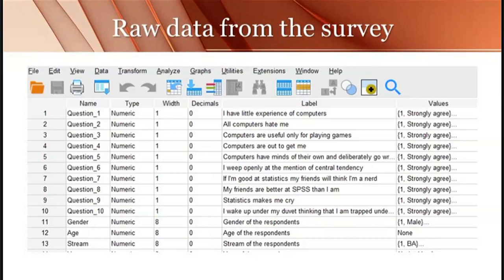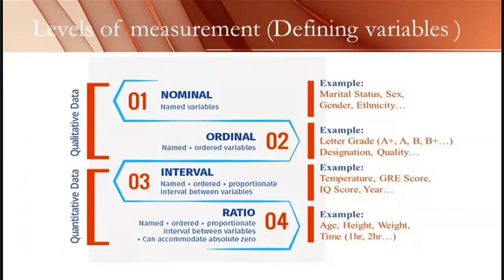This tool consists of four different variables. One is nominal data, second one is ordinal data, third one is interval data, and ratio data. I'm sure many of you know what this concept is all about, so I'm going to touch upon it briefly.